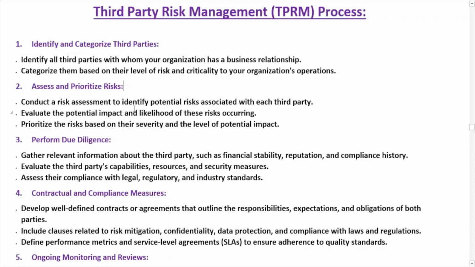The second step is assessing and prioritizing risk, okay? Actually, in this step, companies conduct a risk assessment to identify potential risk associated with each third party, okay? They have to evaluate the potential impact and the likelihood of these risks. And they have to prioritize the risk based on their severity and the level of potential impact as well, okay?